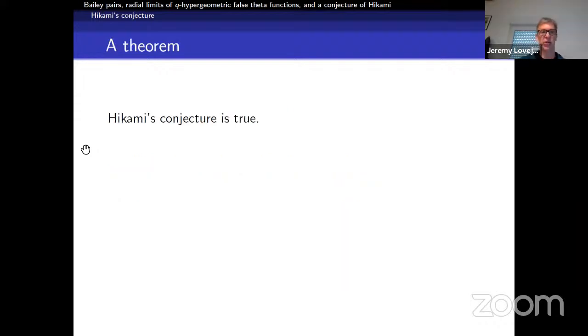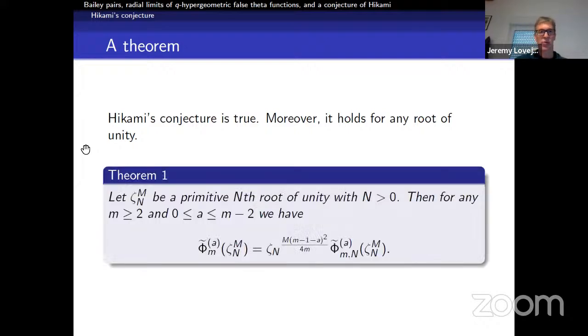Well, first, Hikami's conjecture is true. And moreover, it holds for any root of unity. So Hikami just made the conjecture for zeta sub n, e to the 2 pi i over n, which is natural in his world because in the world of quantum invariants, people really care about what happens at those roots of unity. But it happens to be true for any root of unity.